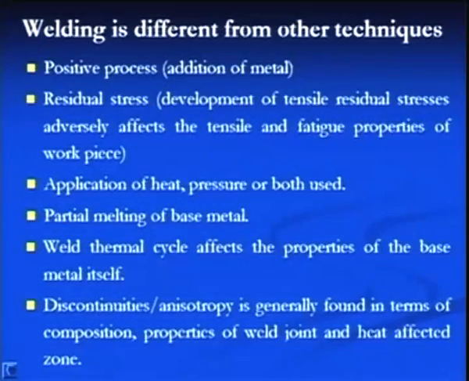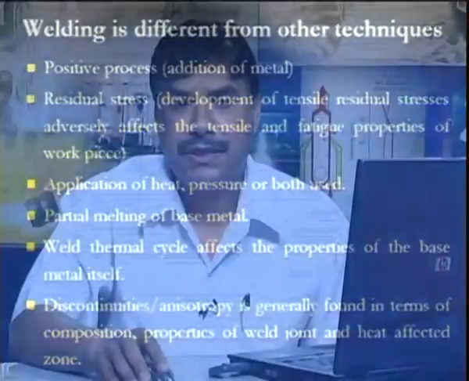It is common to see that discontinuities are found in the welded joints, and the joint also shows anisotropy and isotropy in terms of the composition and properties of the weld joint and the heat affected zone. The variation in the mechanical properties and the microstructural characteristics in the weld metal and heat affected zone leads to the poor reliability of the welded joint.